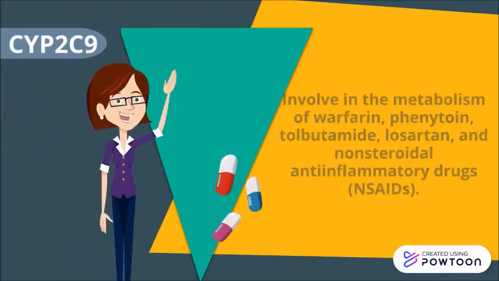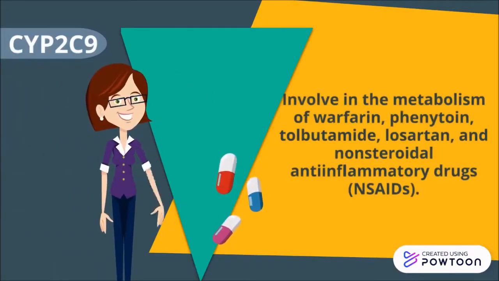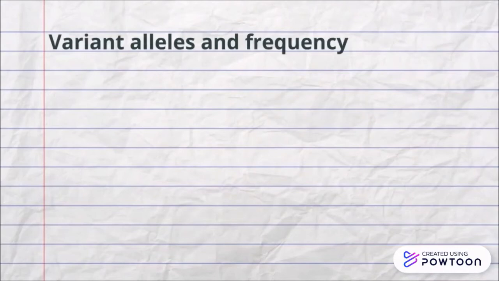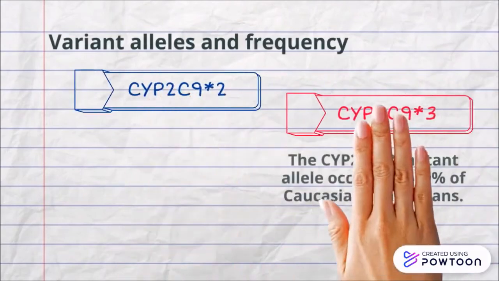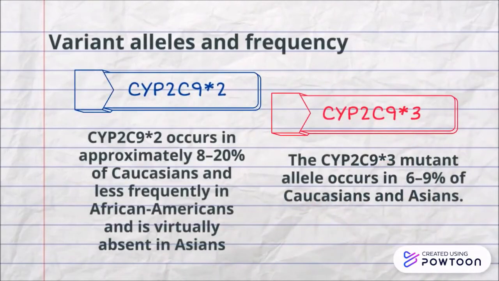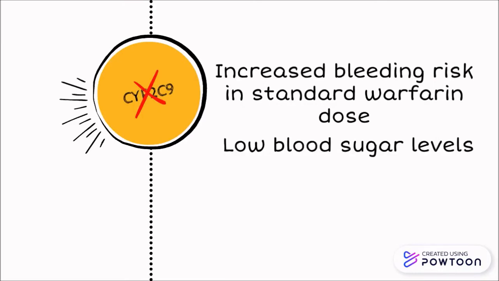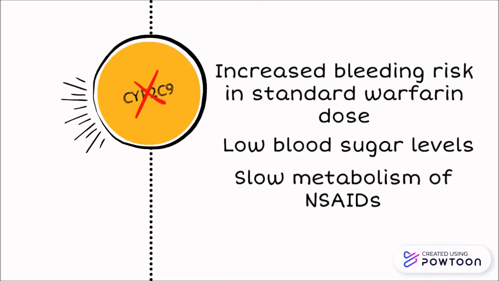Cytochrome 2C9 is involved in the metabolism of warfarin, phenytoin, tolbutamide, losartan, and NSAIDs. The variant alleles contain single nucleotide polymorphisms that result in single amino acid substitution. These allelic variants are associated with decreased enzyme activity. Patients with the mutant allele have increased bleeding risk with standard warfarin dose, low blood sugar levels, and slow metabolism of NSAIDs.